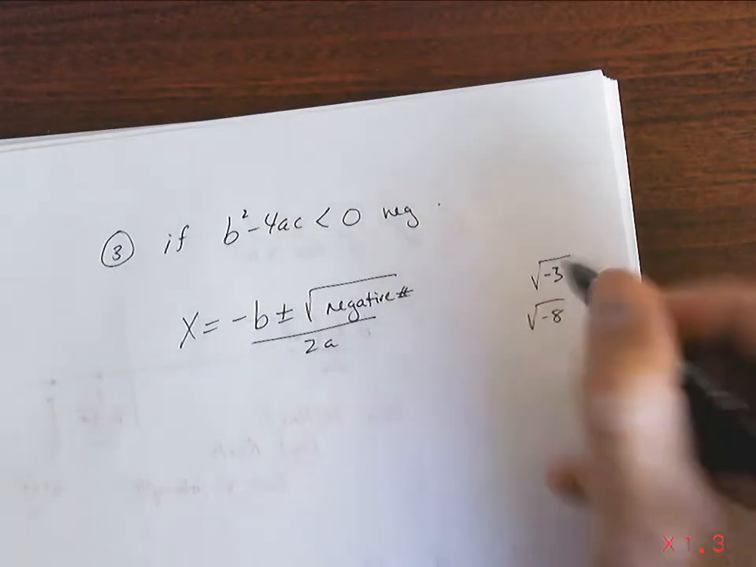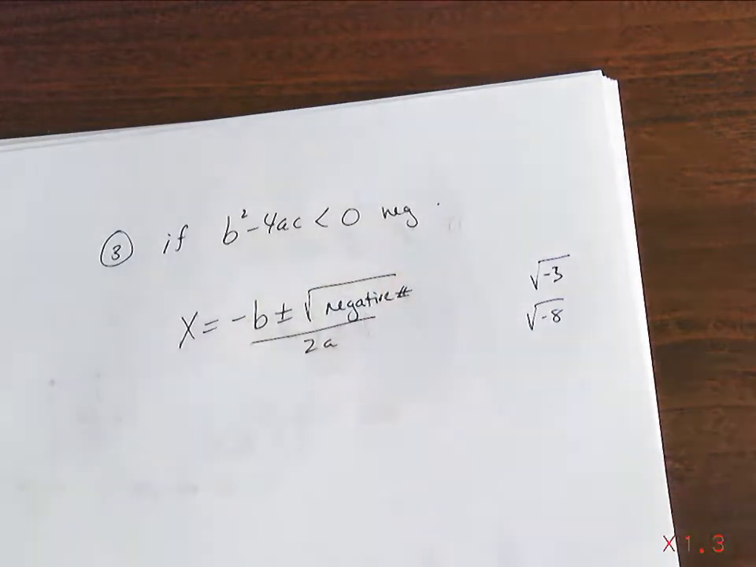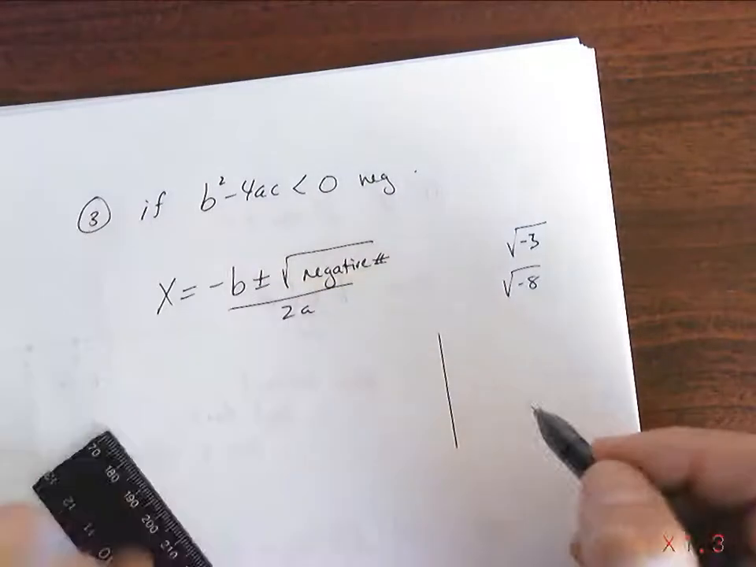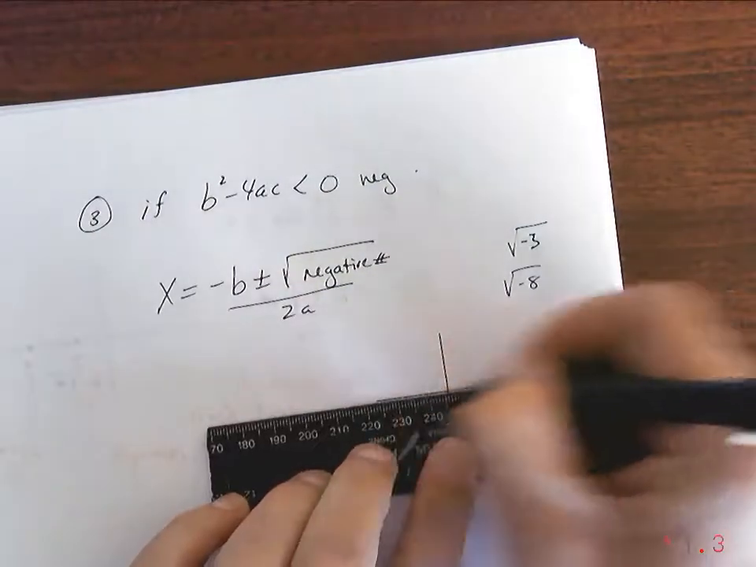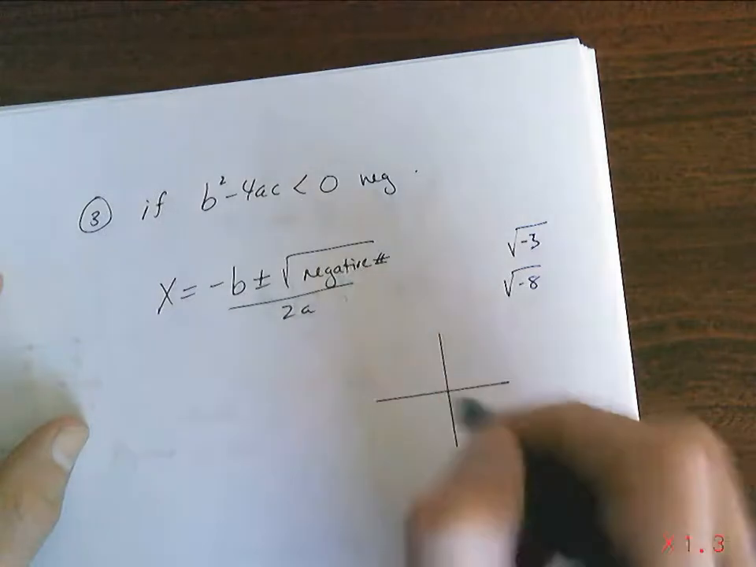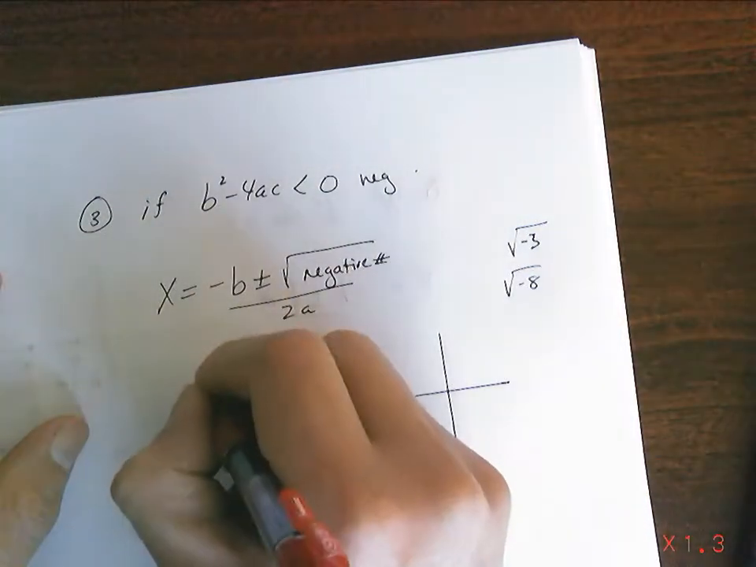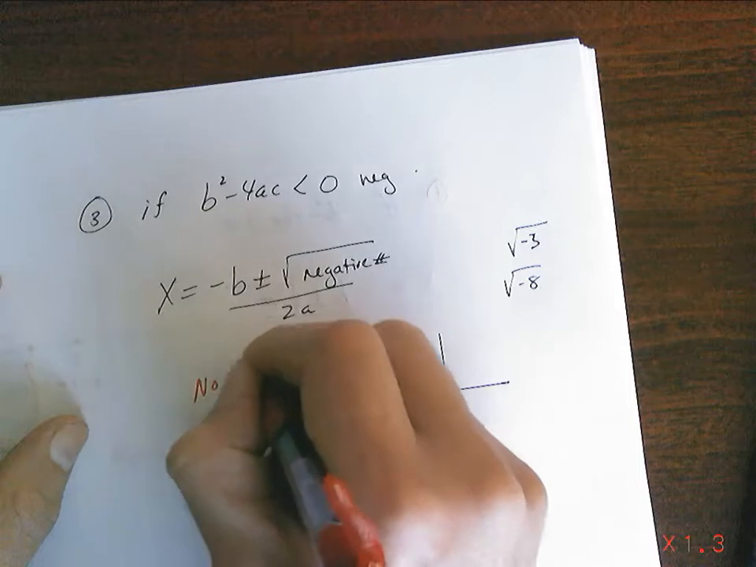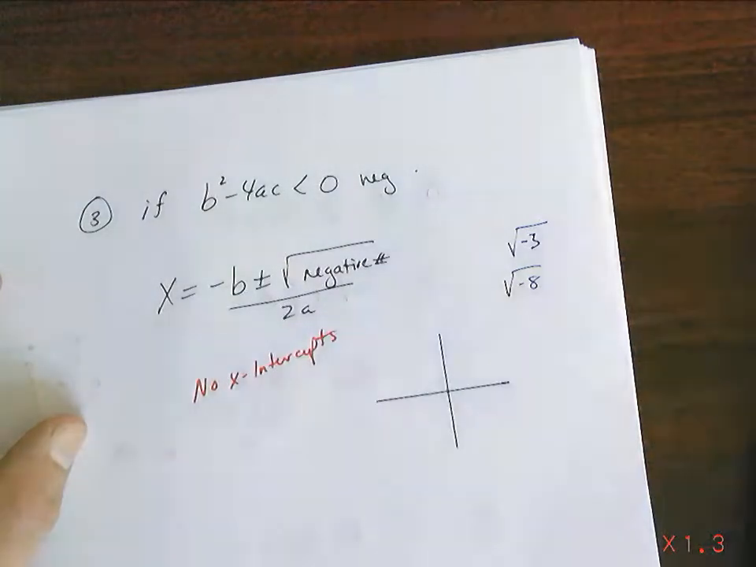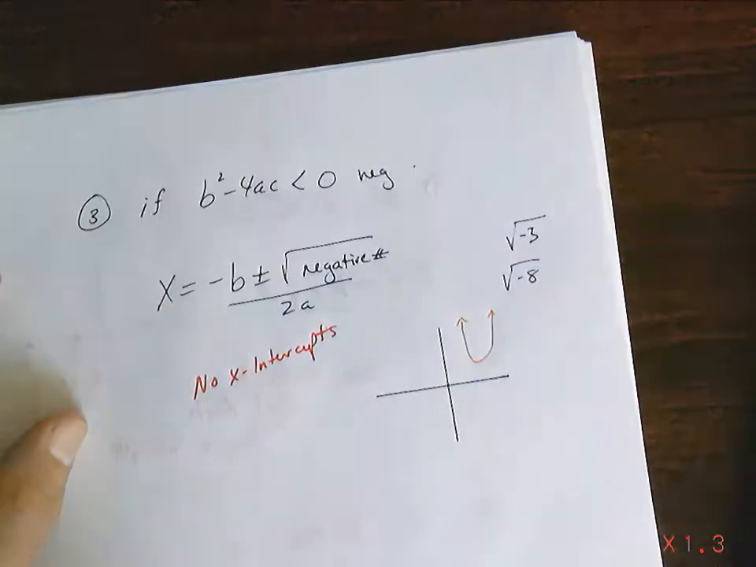It can't be done. There is no way of getting a negative under a square root and having it make sense to a graph. So what we say now is that since there's no such thing as a negative under a square root to make sense of a graph, we say that there are no x-intercepts, meaning that our quadratic would look something like this in this case. It's not going to touch the x-axis at all.